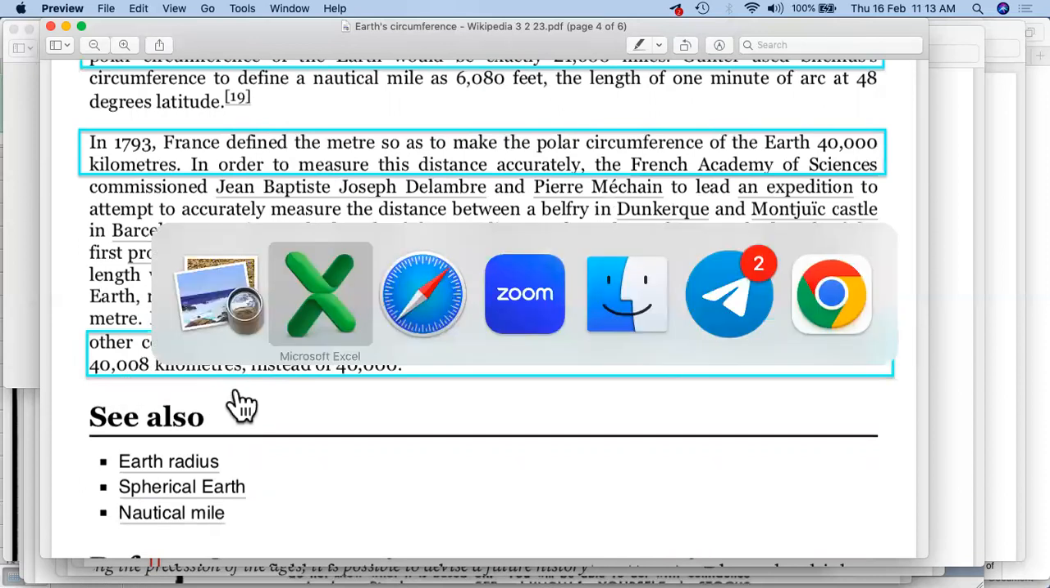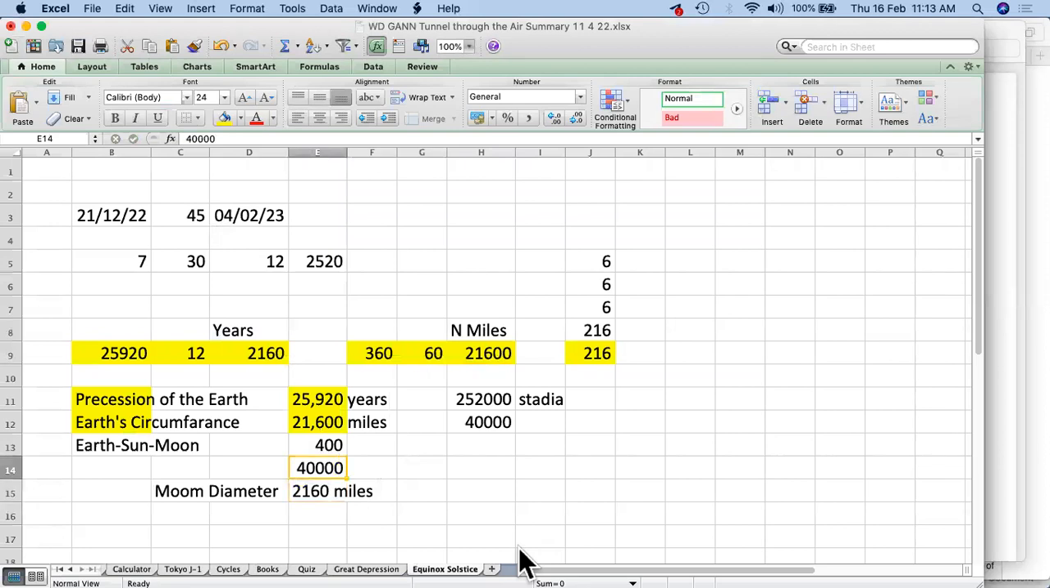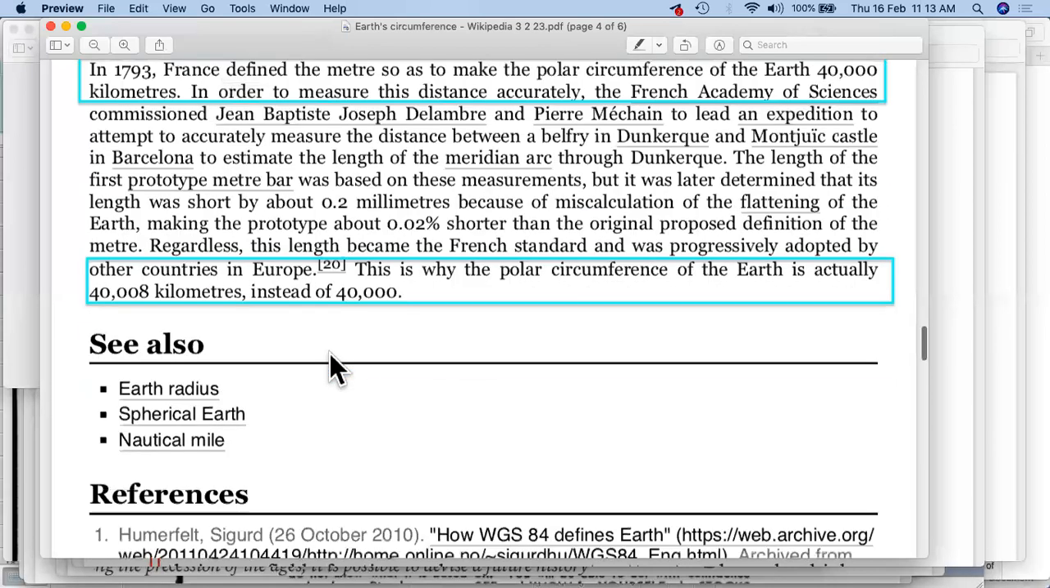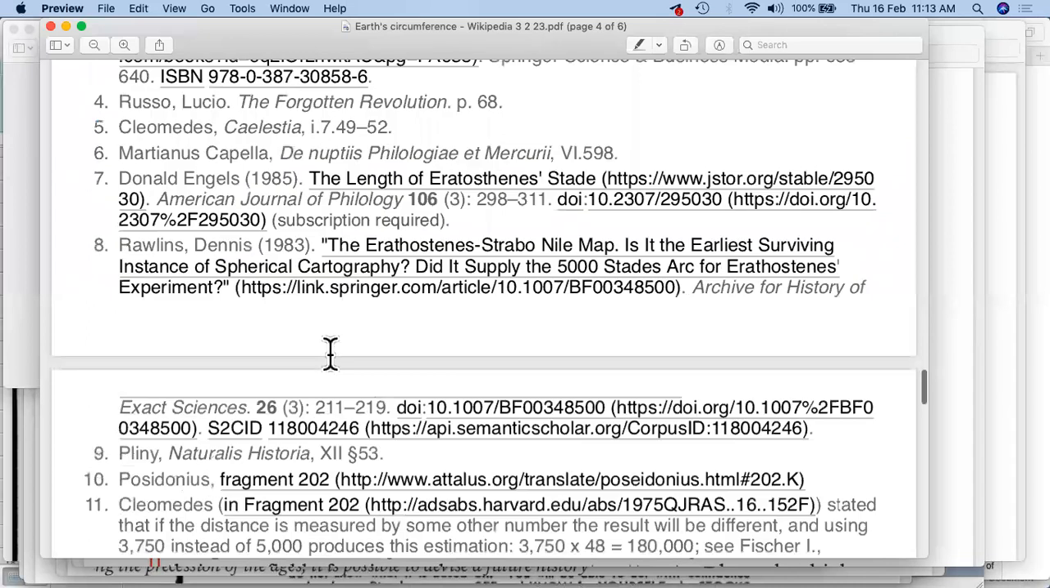40,008 kilometers, right? So here we get 40,000, right? We'll just keep it 40,000 together. Let me highlight this. So we have one more number which is 40,000. Now, what is this 40,000 together? Is this something special?